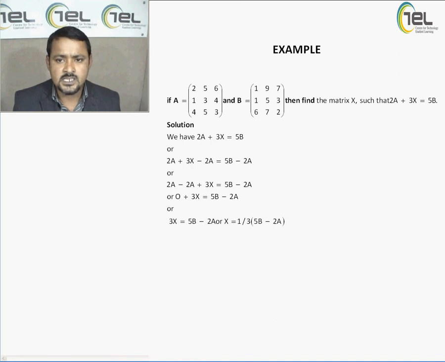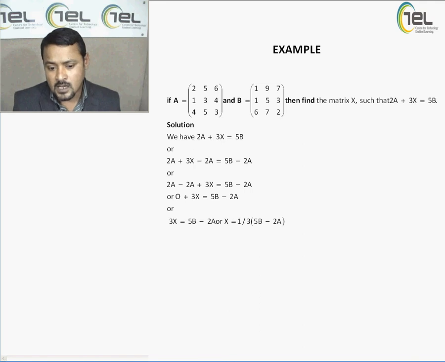We have 2A plus 3X is 5B, so we can subtract that from the other side. 2A plus 3X minus 2A is equal to 5B minus 2A. We subtract 2A from both the sides. So 2A plus minus 2A gets nullified. So we have a 0 matrix plus 3X is equal to 5B minus 2A. So X is equal to 5B minus 2A divided by 3. A null matrix or 0 matrix doesn't have any answer. So 3X is 5B minus 2A, which means X is equal to 1 by 3 of 5B minus 2A.